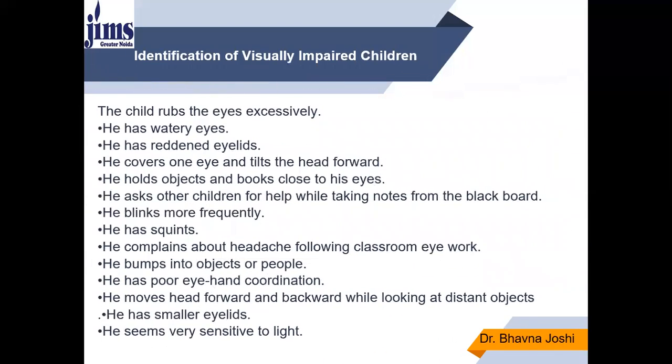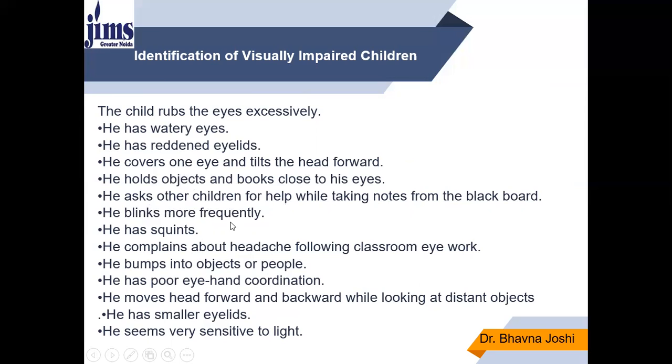So now, identification of a visually impaired child. How will you identify that the child is having a problem with vision? They usually have watery eyes, redness in the eyelid, they cover one eye and tilt the head forward. They're not able to see, they hold books and objects very close to their eyes to see. They ask another person to help while taking notes from the blackboard.